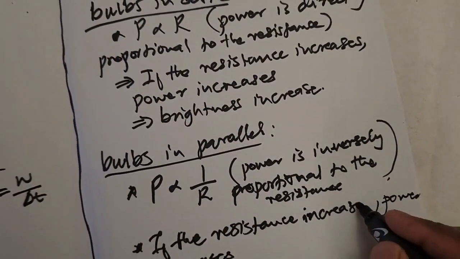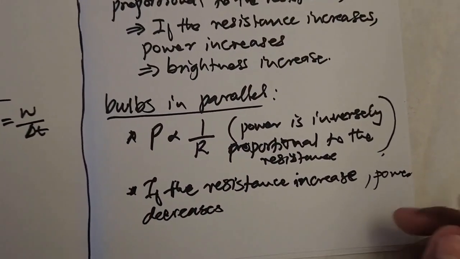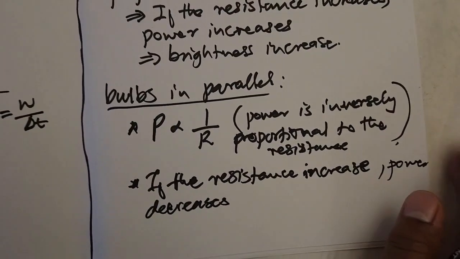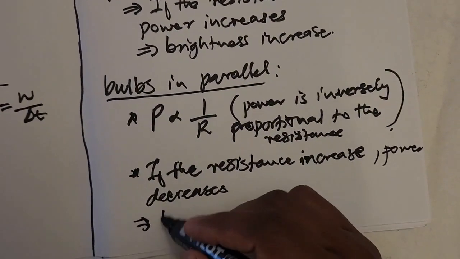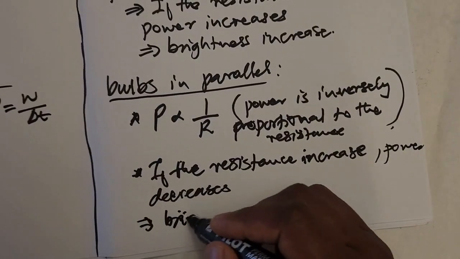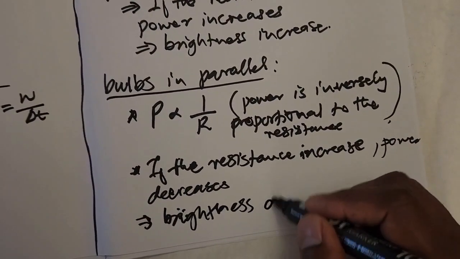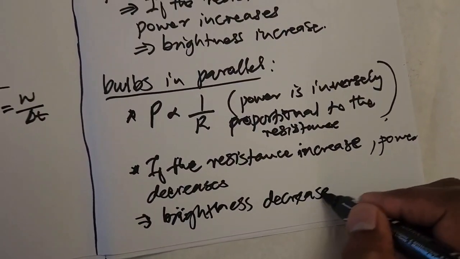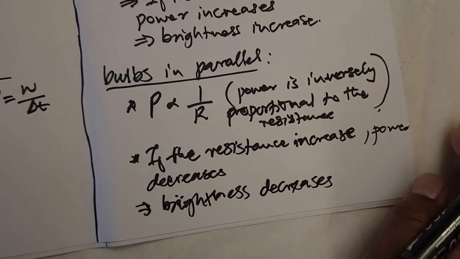And if you want to, the fewer resistors are connected in parallel, then the brightness of those bulbs. So the more you connect bulbs in parallel, the brighter they become. So that's what you should know. Therefore, it means that the brightness also decreases, because we say brightness and power are directly proportional. Once the power decreases, then the brightness will decrease as well.